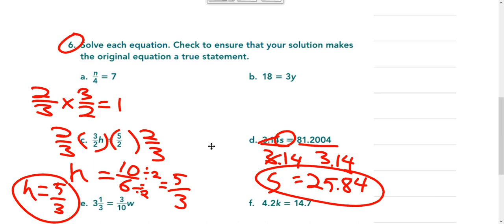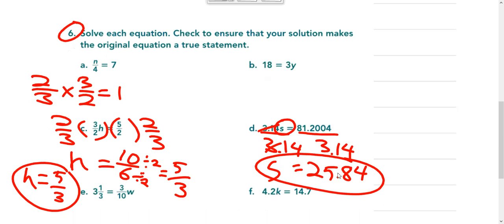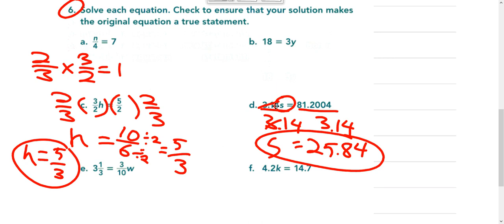Okay? And then on D, we have decimals, all right? S is being multiplied by 3.14. We need to divide by 3.14. So we divide both sides by 3.14. And then 81.2004 divided by 3.14 is 25.84. All right? So it's basically the same idea as what we did yesterday with these decimals. We just do the inverse operation to both sides, and then we get our answer. Here, a trick that we can use instead of dividing by the fraction is we use a multiplicative inverse.